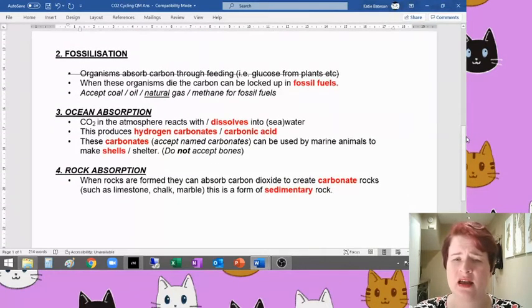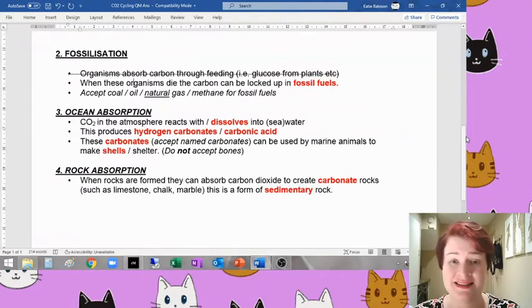Better one is the absorption from the ocean. Lots of you, I saw the ones that I marked, put sequestration. Great example of a scientific word. We did talk about it in our lessons, so that was really cool of you all to include.